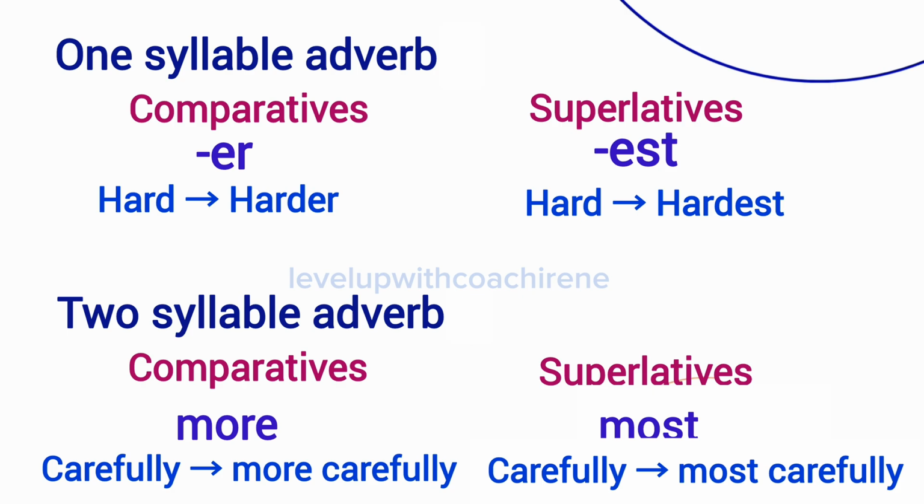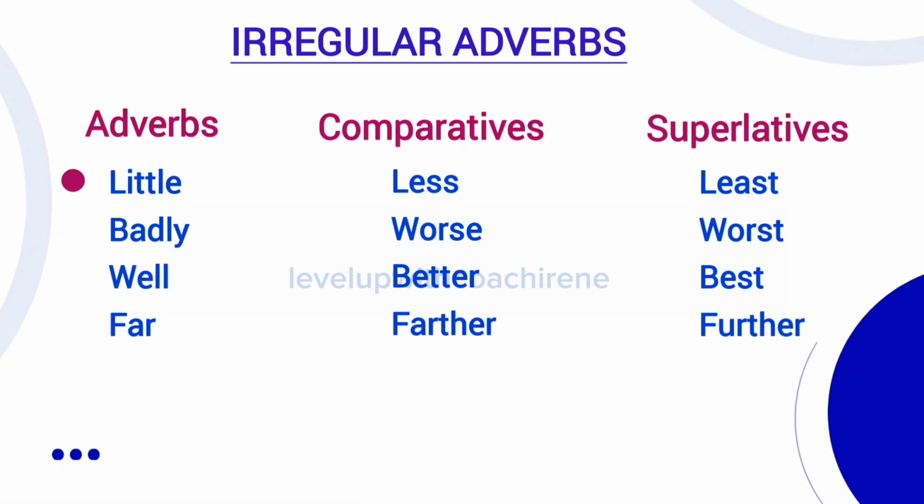There are also irregular adverbs. They include little, less, least; badly, worse, worst; well, better, best; far, farther, further. Notice, whilst regular adverbs follow a consistent pattern for their comparative and superlative forms, irregular adverbs have unique comparative and superlative forms that don't follow the regular pattern.